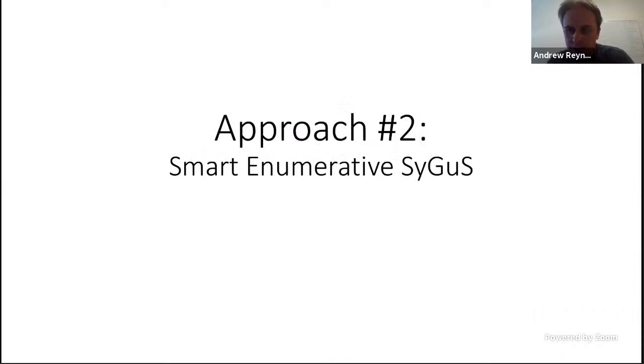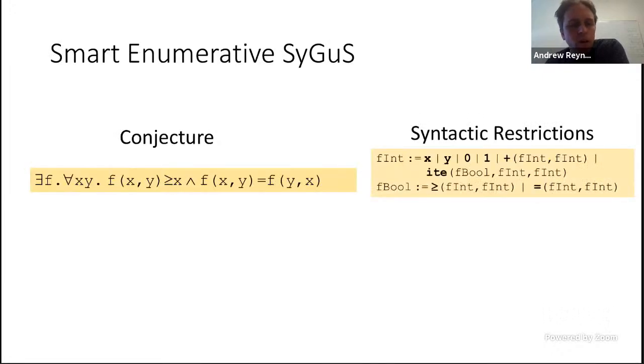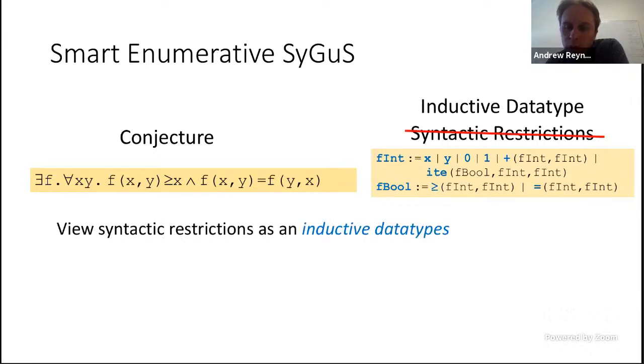Okay, so given all those caveats, a more generic way of solving synthesis conjectures in SMT solvers is to use enumerative approaches. The first of these is what I call smart enumerative SyGuS. Again, we have this picture of a conjecture and a set of syntax restrictions. But instead of looking at this as syntax restrictions, we look at the grammar as an inductive data type, which is a theory that SMT solvers actually support.